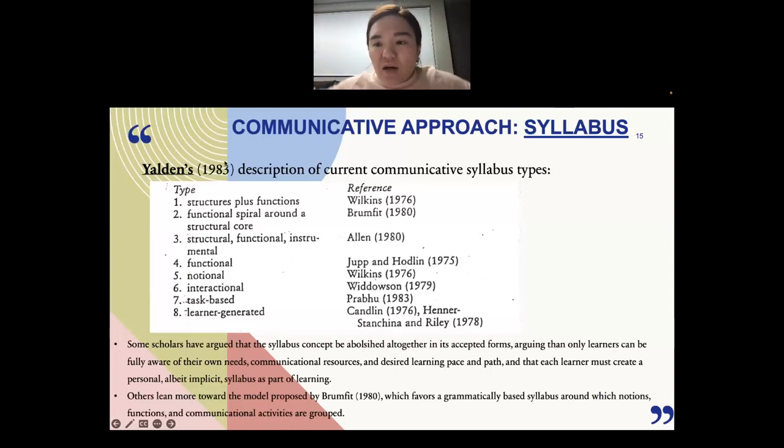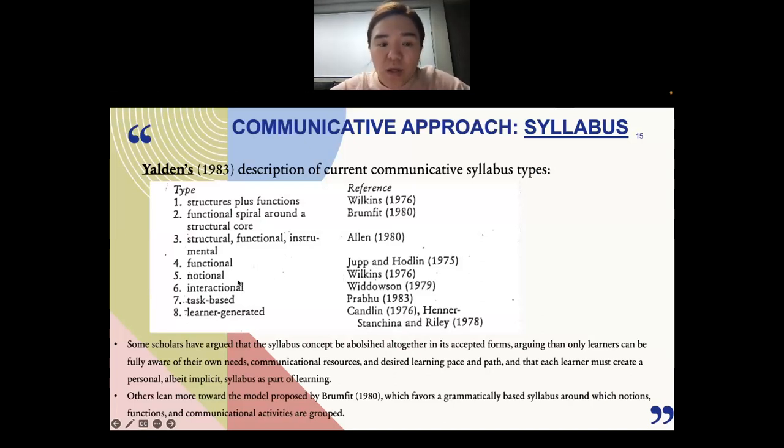He just collected all of them and gave a brief explanation for them. So, syllabus type: structures plus functions, by Wilkins, as I've mentioned before, in 1976. Then functional spiral around a structural core, Brumfit, in 1980. In the same year, structural-functional-instrumental by Allen. Then in 1979, the functional syllabus by Jupp and Hodlin.